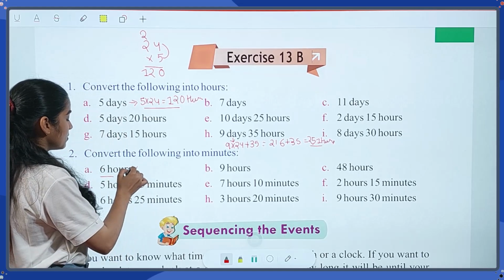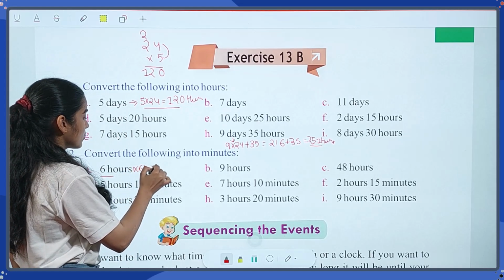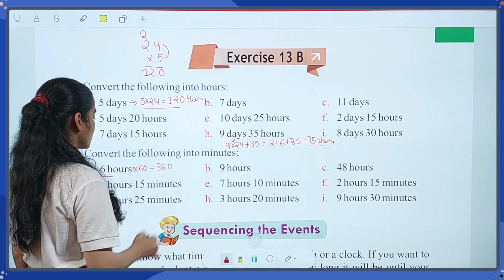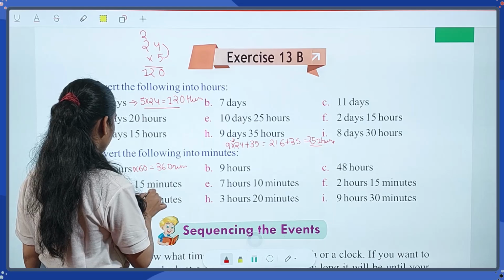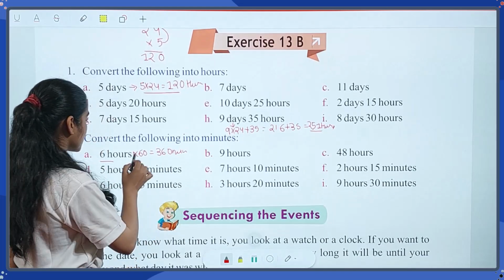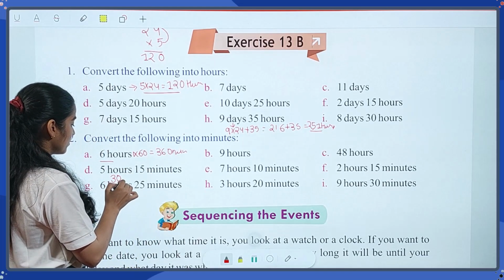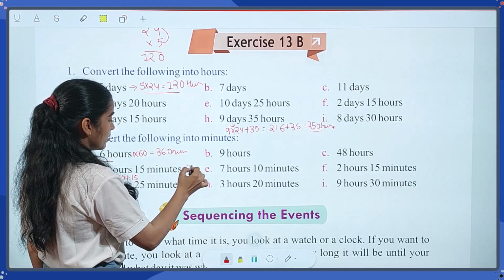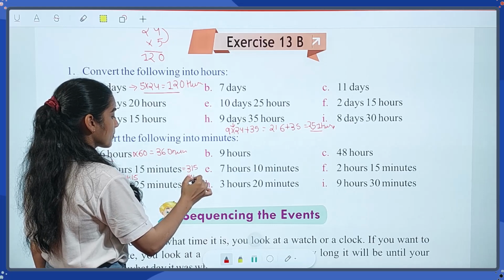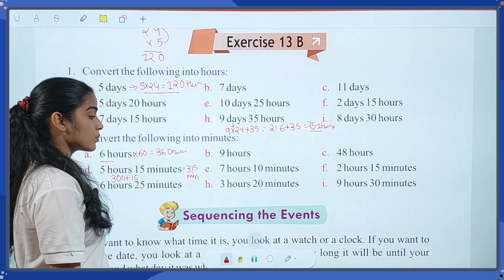Next we have to convert the following into minutes. 6 hours multiplied by 60 is equal to 360 minutes. Next, 5 hours 15 minutes. So 5 multiplied by 60 is 300 plus 15, that is equal to 315 minutes.